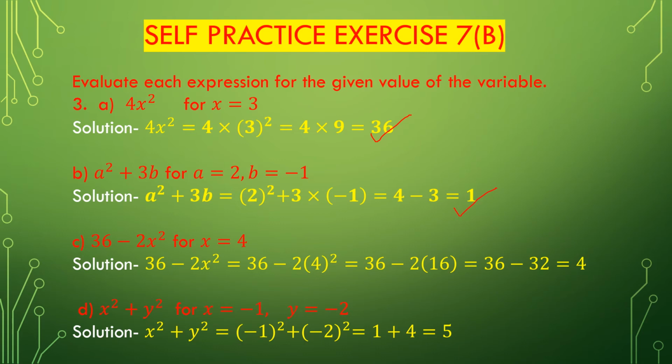C. 36 minus 2x square for x equal to 4. Substitute the value of the variable x is 4 in the expression 36 minus 2x square, so 36 minus 2 multiplied with 4 square. 4 square is 4 multiplied with 4, that is 16. So 2 multiplied with 16 is 32. So 36 minus 32 is 4. So value of the expression 36 minus 2x square is 4.